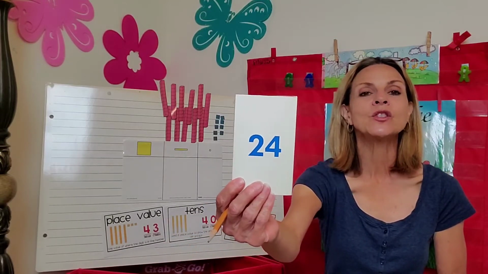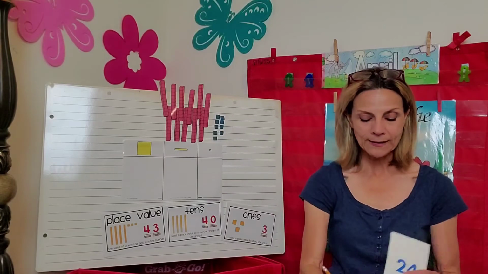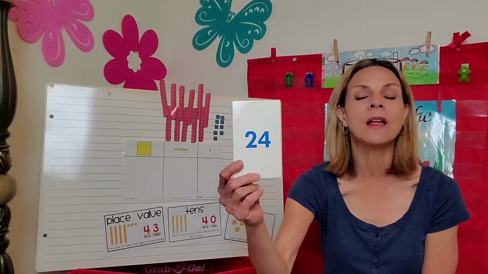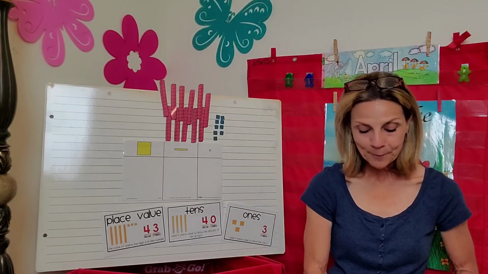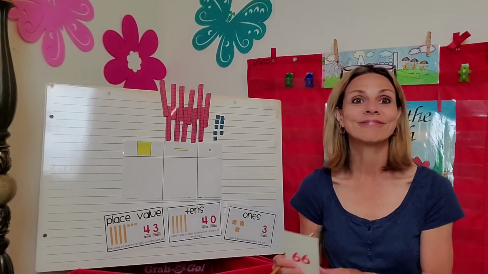Okay, here's the next one, 24. So number 3 is 24. Write that down. This time I want you to underline the digit that's in the ones position. Okay, I'm going to do it too. I'm keeping up with you.